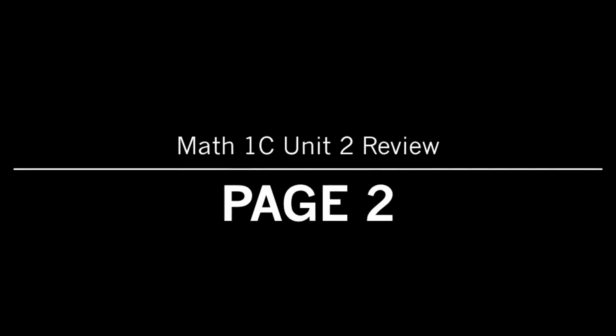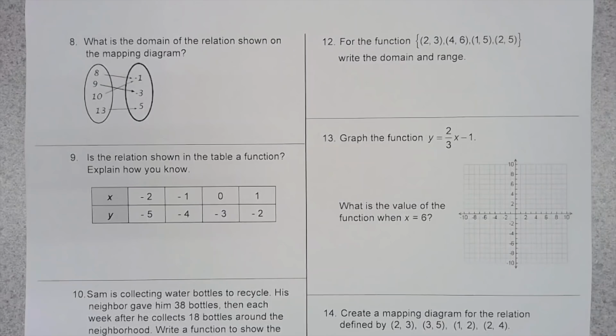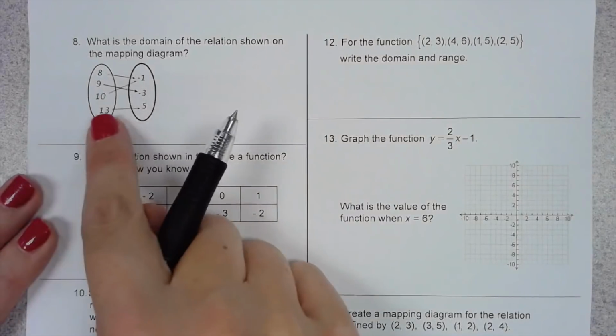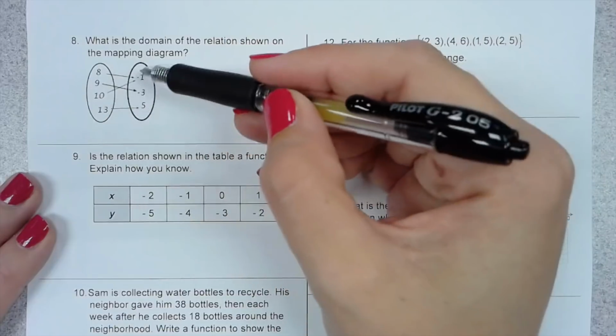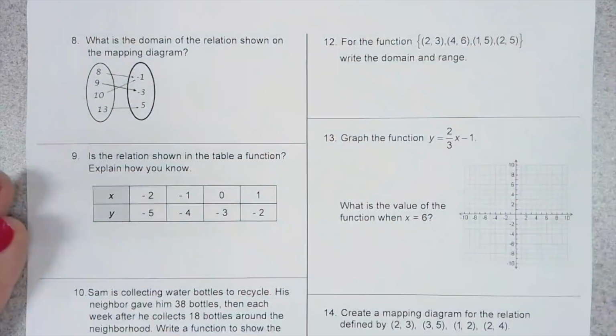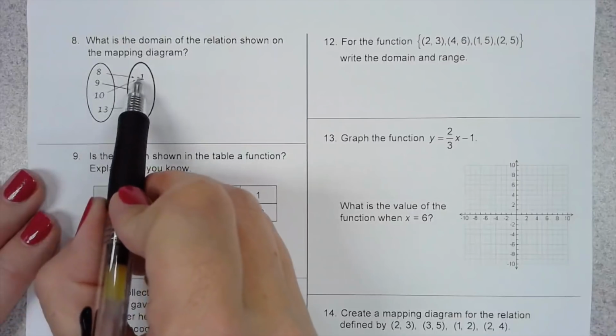So on page 2 of your review, it starts out with a question that says, what is the domain of the relation shown on the mapping diagram? So a mapping diagram right here is the one that has the circles on it. It has numbers that are written over here on the left and then numbers that are written over here on the right. The arrows connect the numbers that go together.